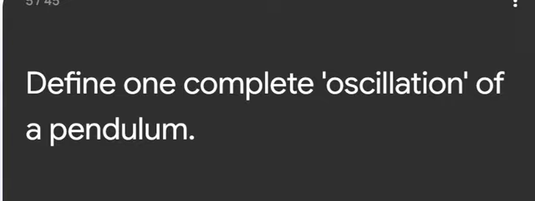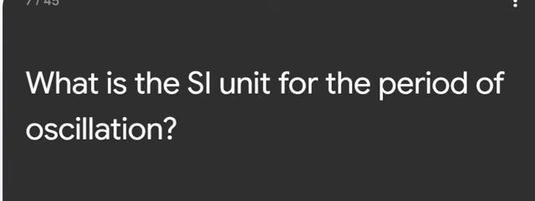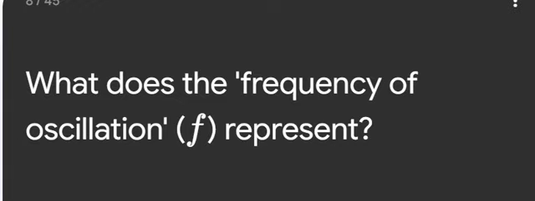Fifth question, define one complete oscillation of a pendulum. Sixth, what is the period of oscillation? That is, you have to define the time period here. Seventh question, what is the SI unit for the period of oscillation? Eighth question, what does the frequency of oscillation represent?